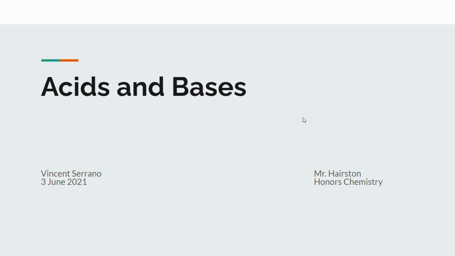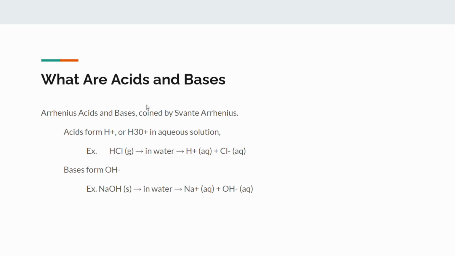Now first we'll define what acids and bases are, and we have a few different definitions, so we'll start with Arrhenius's. It is coined by Svante Arrhenius, and he said that acids are substances that form H+ or H3O+ ions in aqueous solution. So an example would be hydrochloric acid dissociating in water to form H+ and Cl-. He also said that bases are substances that form OH-, something like NaOH dissociating in water to form Na+ and OH-.